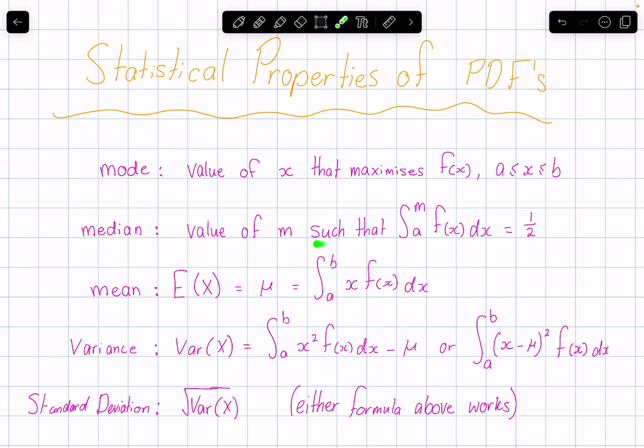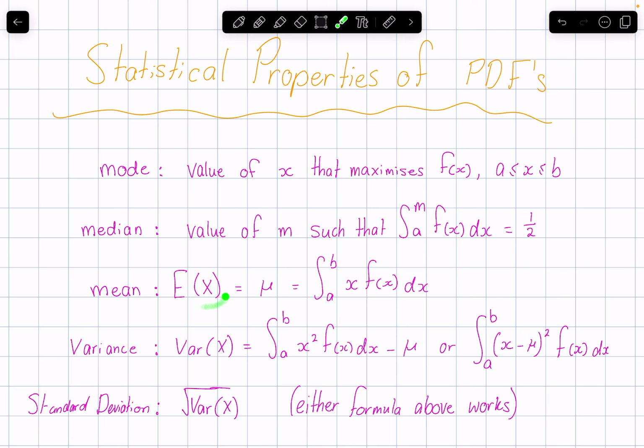The median value of m, so the middle value, is the value such that from a to m, so our lowest limit to m, of our probability distribution function with respect to dx is a half. So it's smack bang in the middle, so the probability of it occurring is right in the middle.